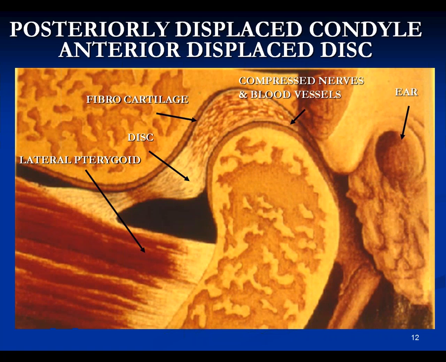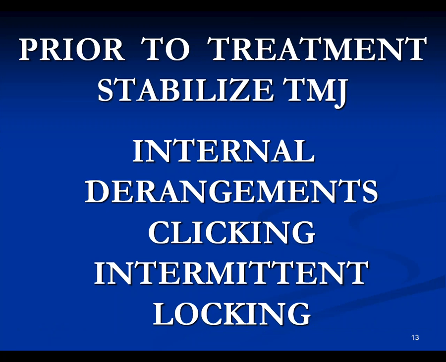So here's a condyle that's up and back. When I went to dental school, they told me to move the condyle up and back, rearmost, uppermost position. Well, that's completely wrong, because when you compress nerves and blood vessels, you cause a lot of pain, headaches, earaches, neck aches, all kinds of problems. Plus the disc, which you can see marked there, moves forward, and that's called an anterior displaced disc. And when the patient opens, the condyle goes over the posterior rim of the disc, and you hear a click. So that's an internal derangement.